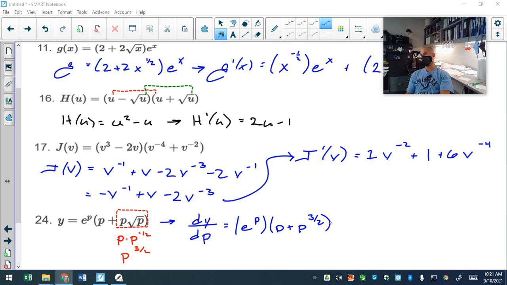Plus, leave the e to the p alone. This time I'm leaving it alone. And now the derivative of the other one would be 1 plus, and then the power rule for p to the 3/2 is bring down the 3/2, p to the 1/2 power, and we are done.